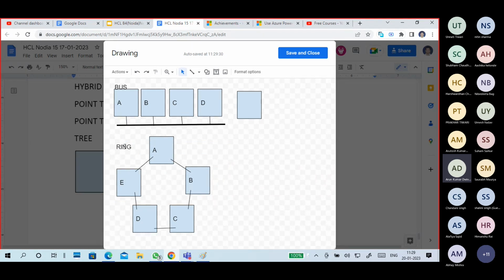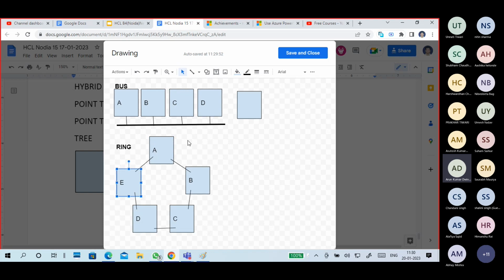Okay, so this is what we call a ring topology. Understand ring topology: one device is connected to another device, which is connected to another one. Finally, the last device is connected to the first one. And they will communicate either in a clockwise direction or an anti-clockwise direction.